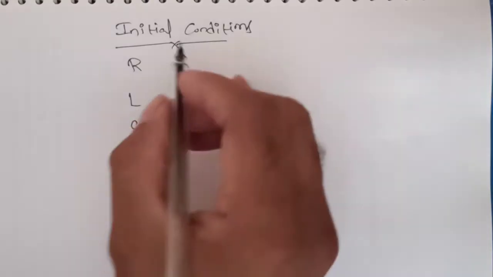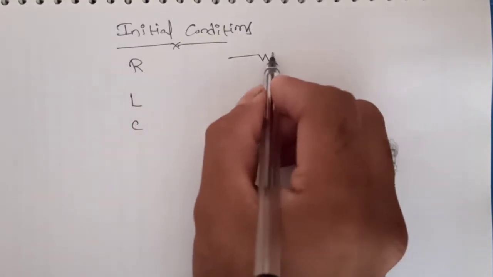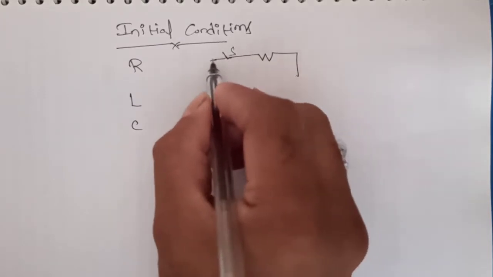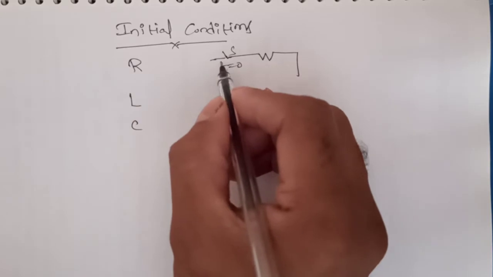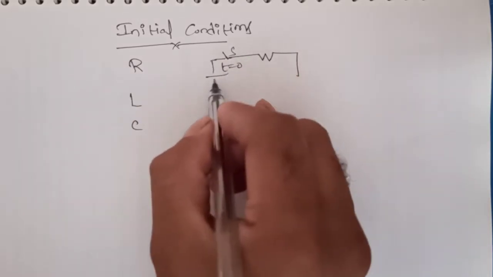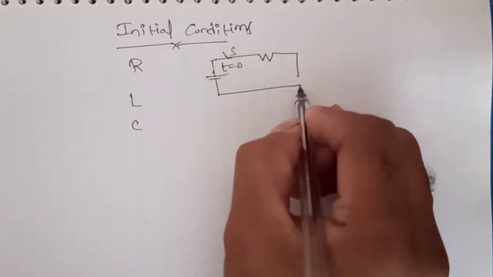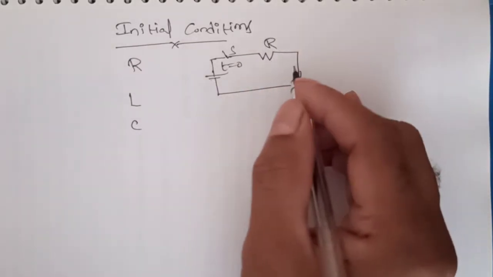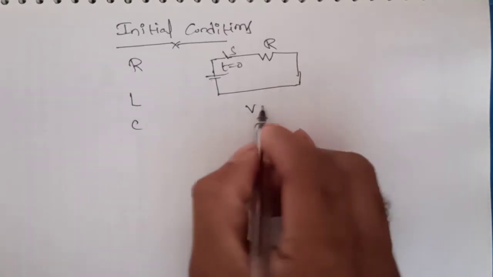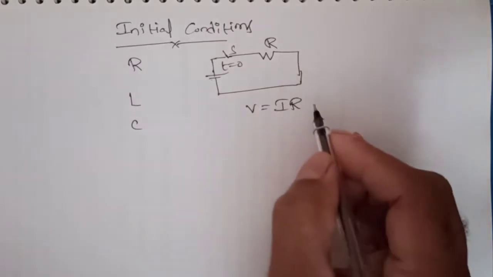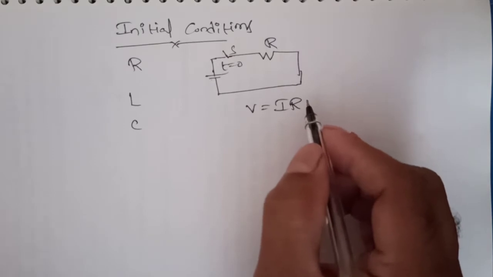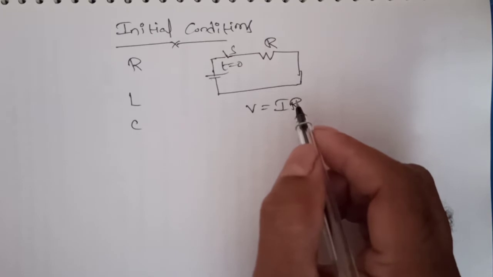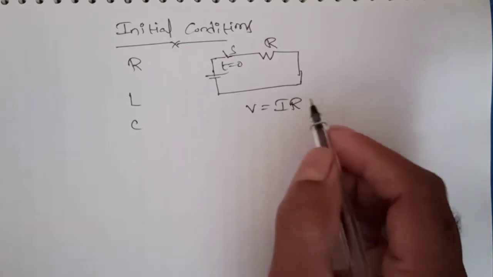For example, if a network is having simply a resistor, let us assume one switch S is connected here. At t equal to 0, the switching action will take place. Apply the voltage V here. For a resistor having value R, the relation between voltage and current, we know that V equal to I into R. So the above equation is linear and also time independent. So this indicates the current through the resistor changes instantaneously.